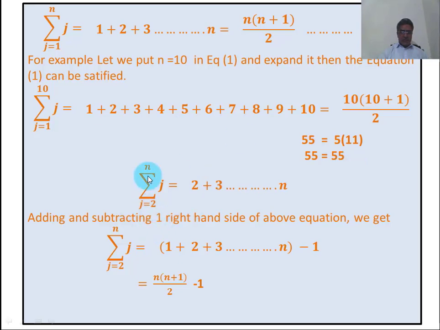So sigma j equal to 2 to n of j is equal to 2 plus 3 plus up to n. We add and subtract 1 on the right hand side. Adding and subtracting 1 on the right hand side of the above equation, we get 1 plus 2 up to n, minus 1. So this 1 and this 1 have been added and subtracted. The series becomes this, a scenario we have already seen.